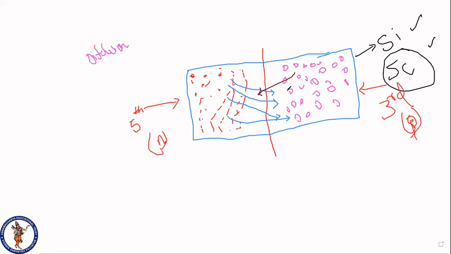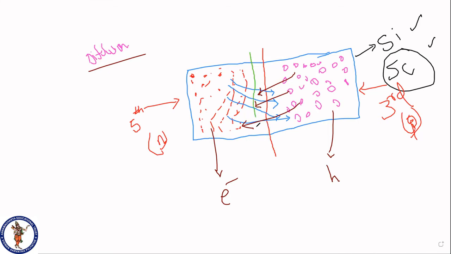Again, the holes will move in this side because the same process will be applicable. In this case the hole concentration is high, in this case the electron concentration is high. The charge carriers will try to move from higher potential to lower potential, which is nothing but a lower concentration. At the junction, recombination takes place. Why? Just electrons and holes will try to recombine with each other.